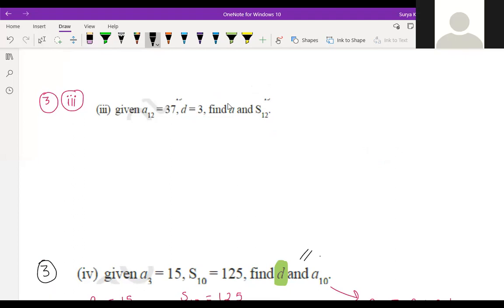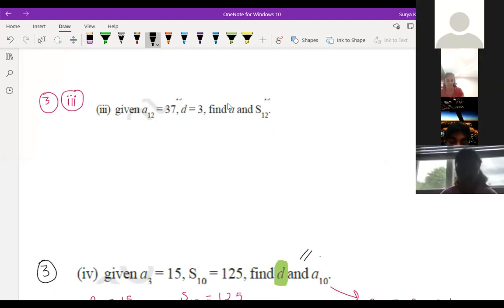Tell me, Ananya, now. A12 is equal to 37. So for A12, what can we write? So first we have to find A, right, sir? Yeah, we have to find A. First, you try to simplify this part, this easier, okay? Tell me what we can write for A12.